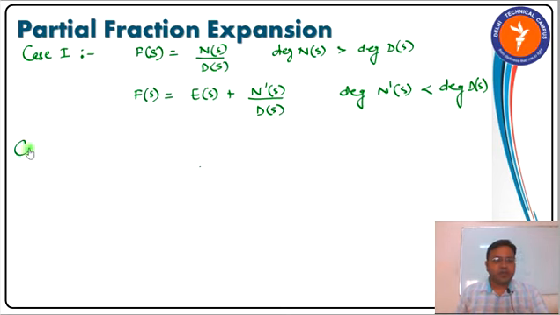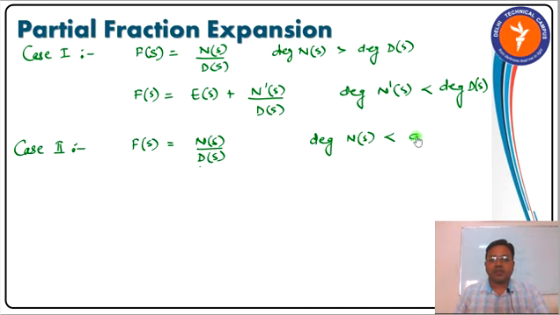Let us discuss the second case, case 2, where we have F(s), which is further equal to N(s) divided by D(s), and it is mentioned that the degree of N(s) is less than the degree of D(s). As the degree of N(s) is less than the degree of D(s), obviously we can perform the partial fraction expansion.